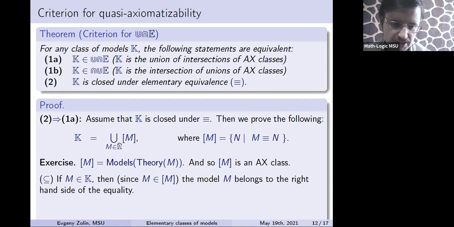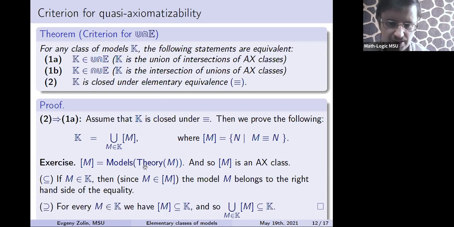So from left to right, the inclusion. If some model M is in K, then we must show that M belongs to this right-hand side. Of course, it belongs because it belongs to the class [M]. This is easy because the model itself belongs to its own class. Now the converse inclusion.